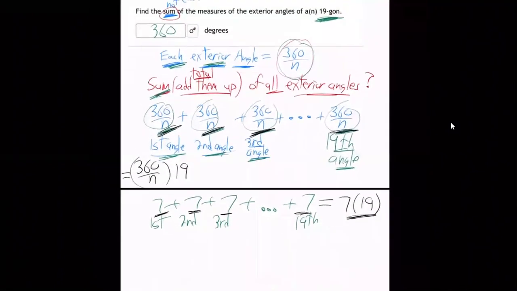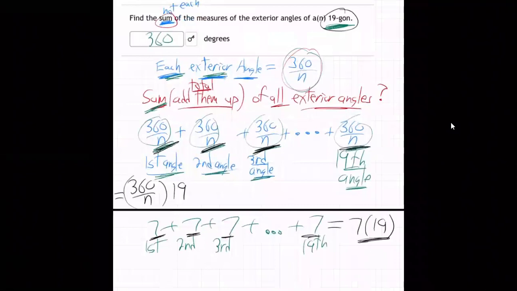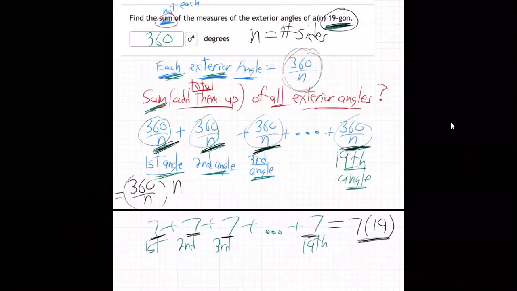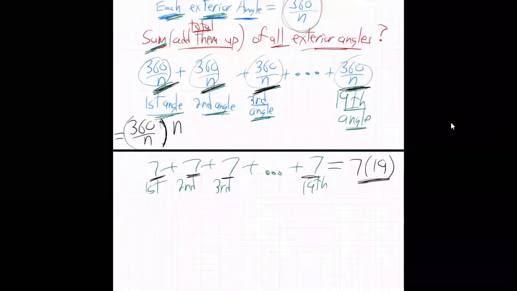Now, one more change. I happen to have 19. You might have a different number. But remember what n is? Number of sides. So you think, well, yeah, but that's 19. Yeah, it is for my case. But let's just call it n. Instead of 19, let's just call it n, because that's what it is. It's the number of sides. I know my particular one, it's 19. You might have a different number, but in general, it's n.